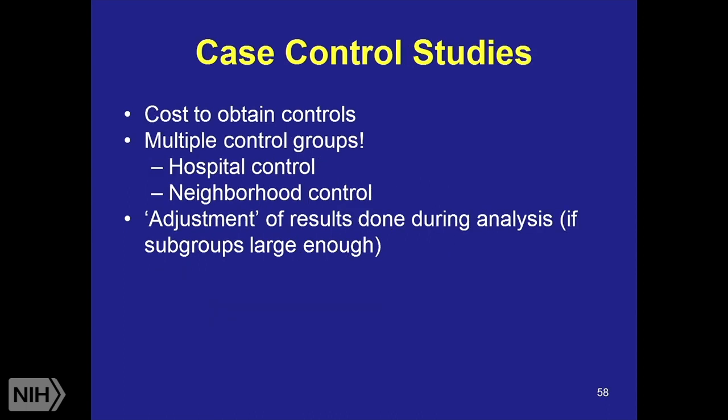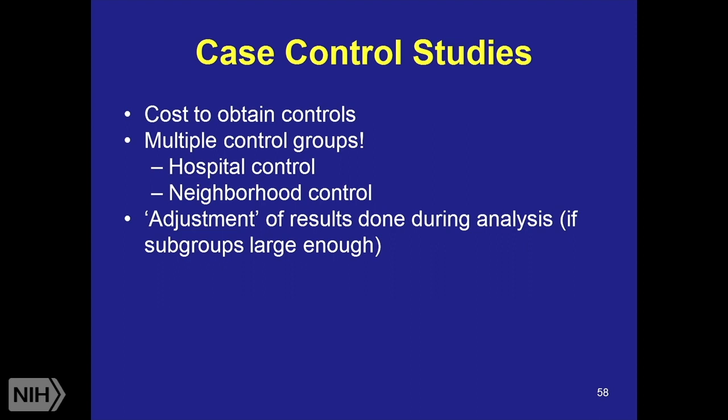It's very costly to obtain controls, especially when you want to have multiple control groups. It's not uncommon to see a hospital and neighborhood control, for example. We're going to do adjustments of results during the analysis. Again, you want to use regression, not your chi-square tests.